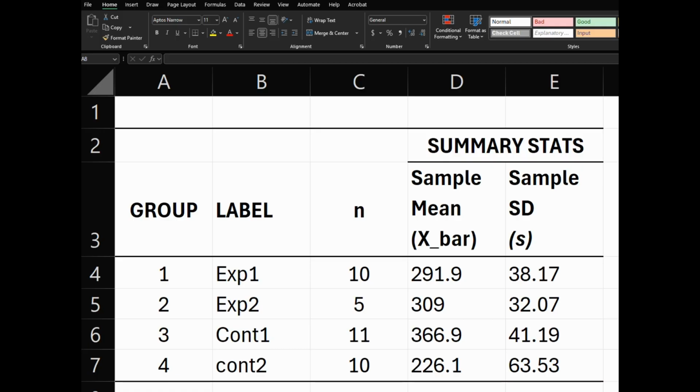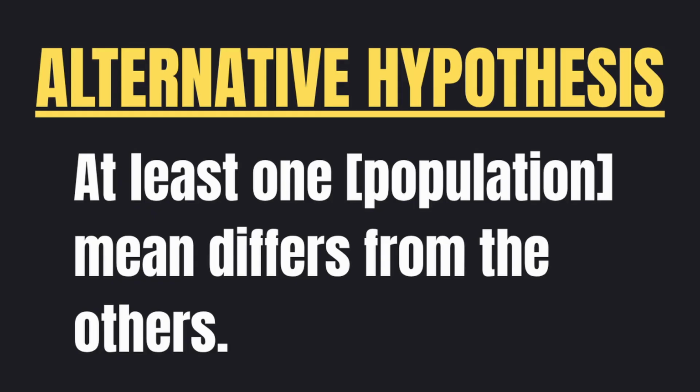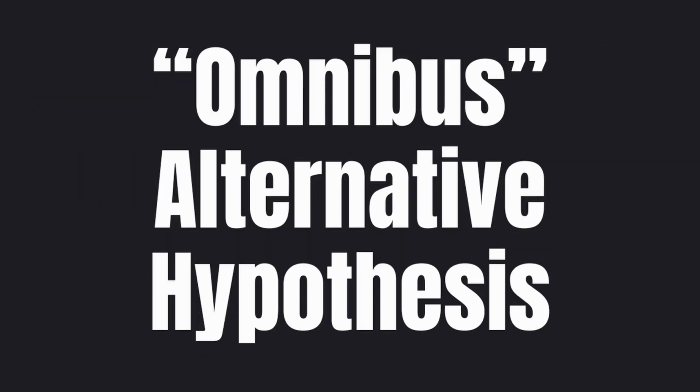The alternative hypothesis. The alternative hypothesis for analysis of variance is that at least one population mean is different from the others. They could all be different. 1 could be different. 2 could be different. It doesn't matter. And this is called an omnibus alternative hypothesis.